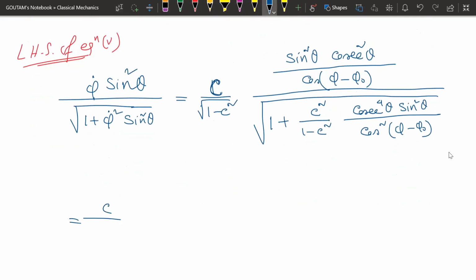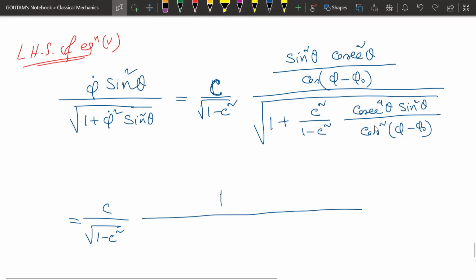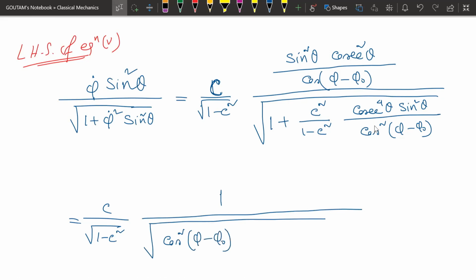Equals c by root under 1 minus c square. This sine square theta times cosec square theta will be 1, because cosec theta is 1 by sine theta. In that case, here we have 1 by cos of phi minus phi dot. Now, in the denominator, if we add this 1 with this term, here also we will get a 1 by cos of phi minus phi dot. And this cos of phi minus phi dot will cancel with this cos of phi minus phi dot. So in that case, we will get 1 by root under cos square phi minus phi dot plus c square by 1 minus c square.